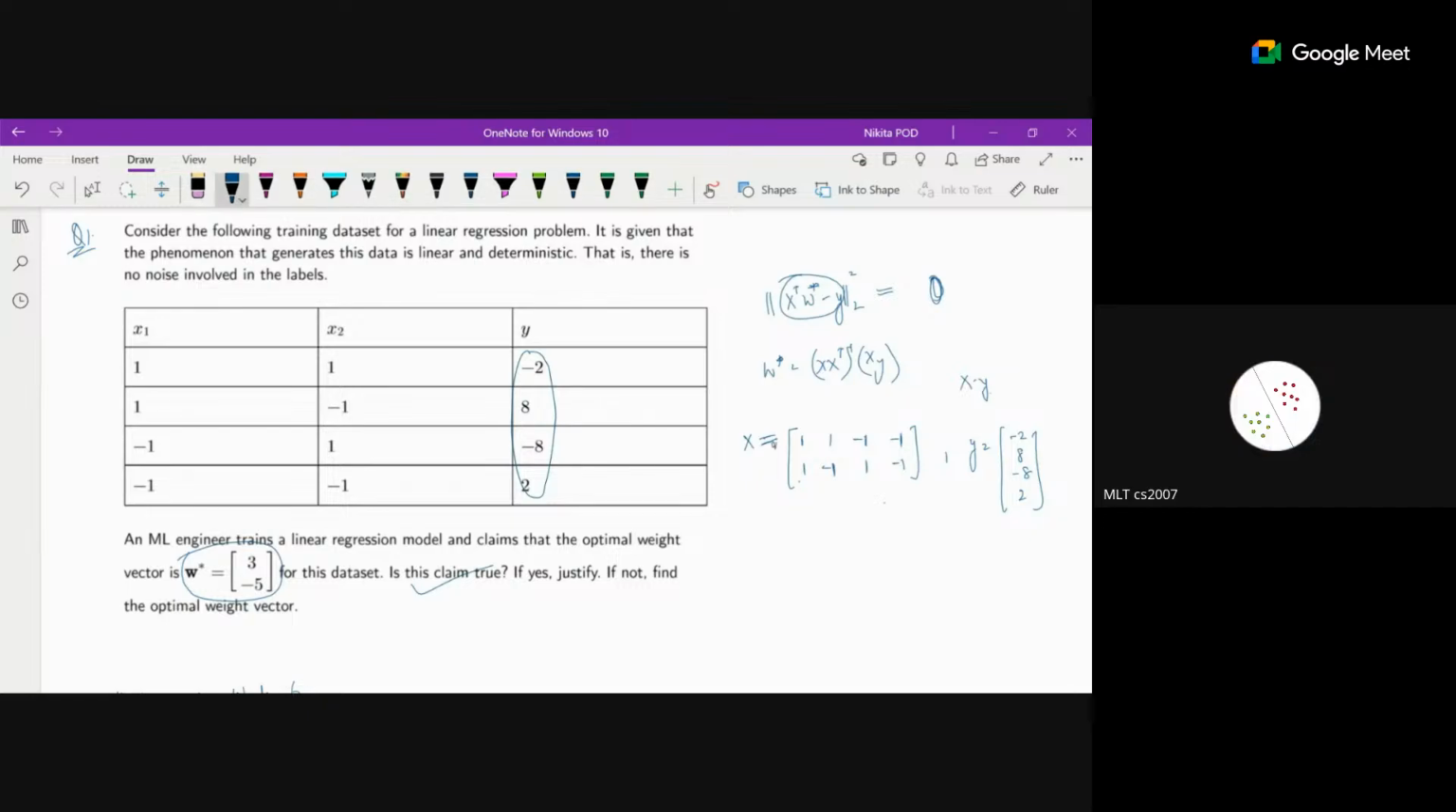I can write it like this. That is feature X1 and X2. They are in rows. The column is the data of features.